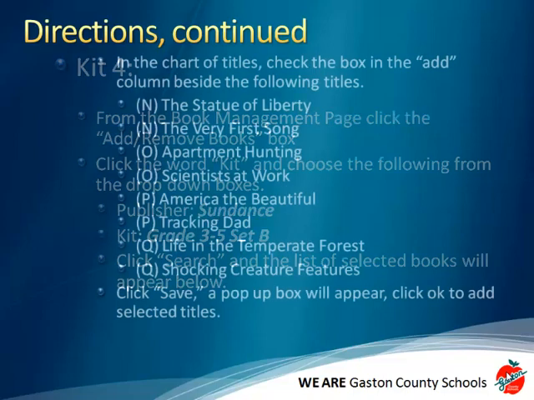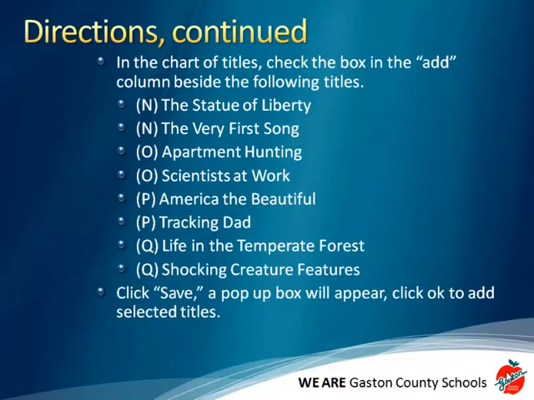In this chart, you're going to do the same as you did in Kit 3. You're going to put a check in the box under the Add column beside each one of the titles you see here listed for levels N through Q. Then you're going to click Save, and when the pop-up box appears, click OK to add these titles.